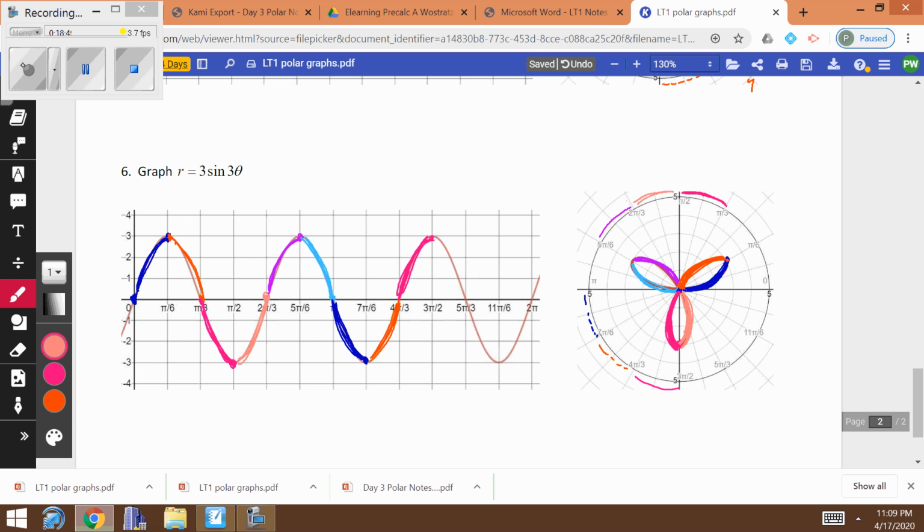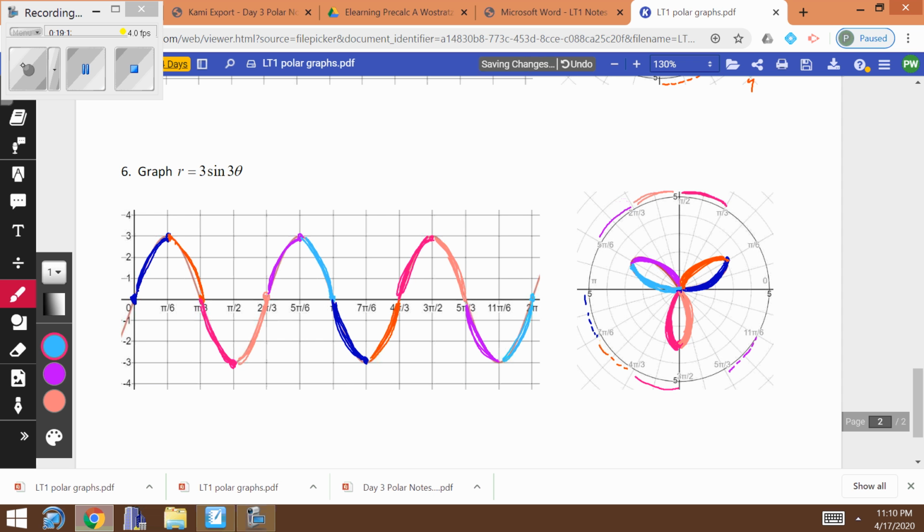And this corresponds to that kind of peachy color going back around. And then we've got another one that corresponds to that purple. Again, that's now negative, so it's on that opposite side. I'm going from 5 pi over 3 to 11 pi over 6 in that negative direction. And then finally, we come back up and finish it right here.